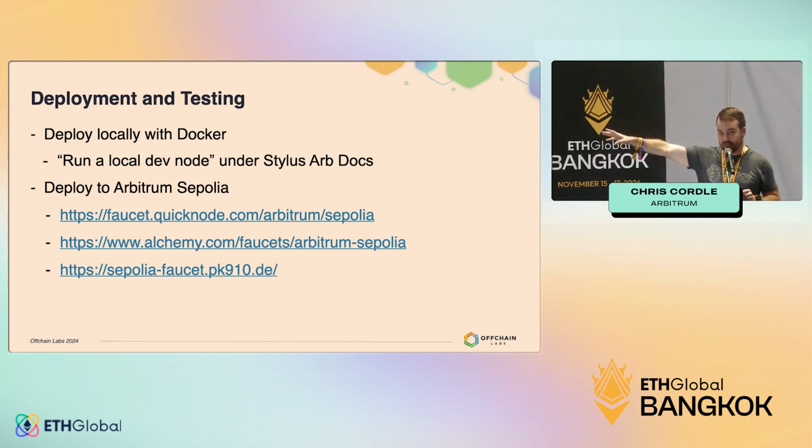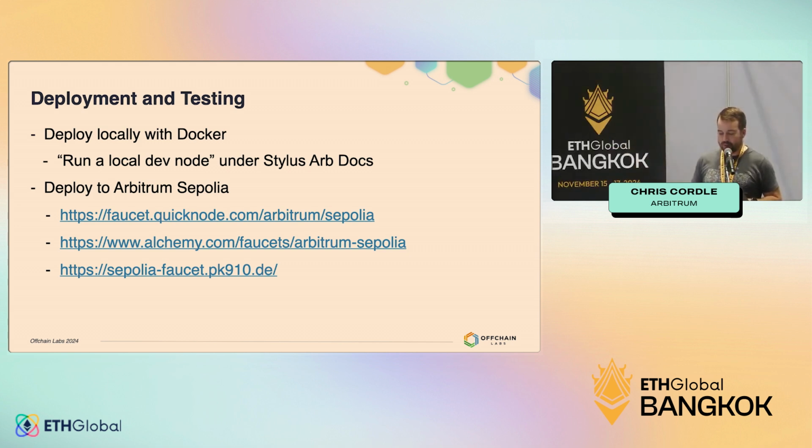There's another section of the docs called Run a Local Dev Node, and that's going to explain how to get a virtual Arbitrum node set up on your local system. So for quick deployments, and for the purposes of this hackathon, you'll just want to work locally against your local Stylus dev node or Arbitrum dev node. So look for that section either under the Stylus section, or I think it's also somewhere else.